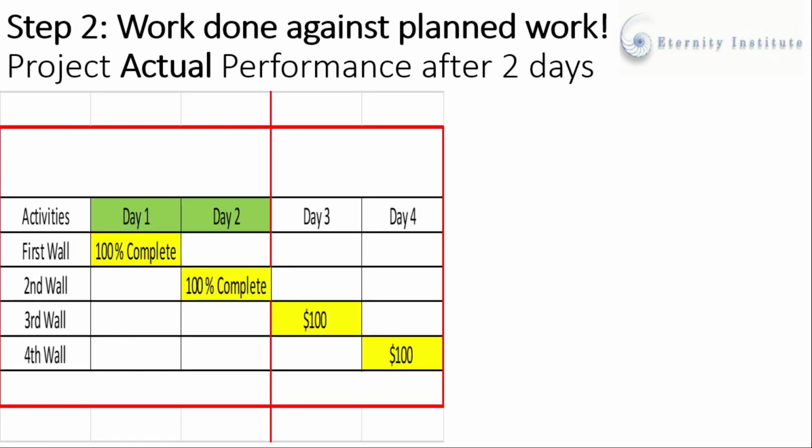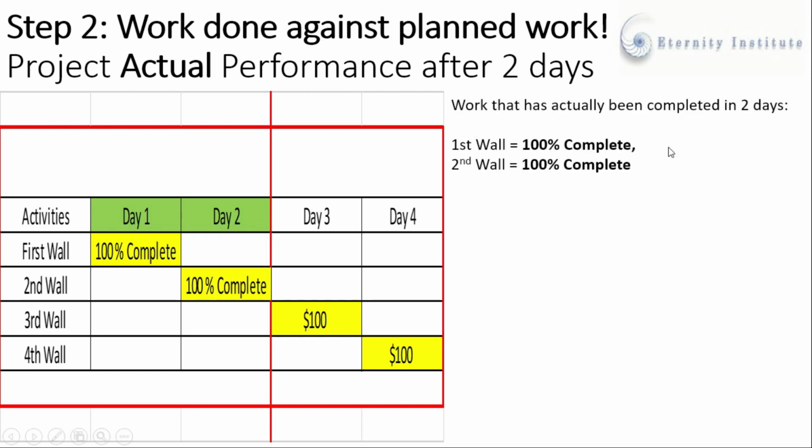In order to get this information, of course we will get it from the site, as it shows in the Gantt chart that first wall is completed. Similarly, second wall is also 100% complete. So this is the status that is shown on the right hand side, and this completed work against the planned work is known as earned value or earned work.